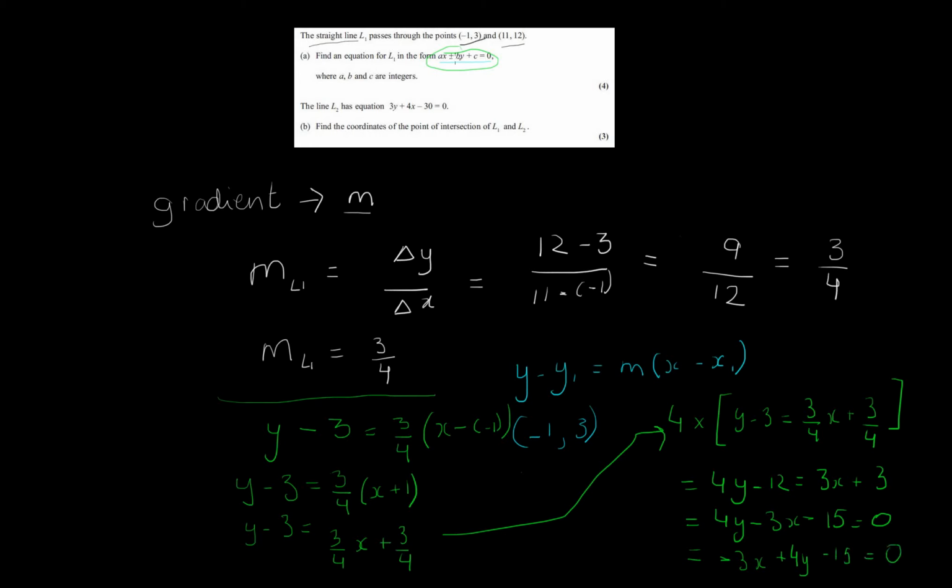And now we have it in the form ax plus by plus c, where a, b, c are integers. So negative 3 is an integer, 4 is an integer, and negative 15 is an integer. And that is why we could not use the fractions down here. Okay, so now moving on to the next part.